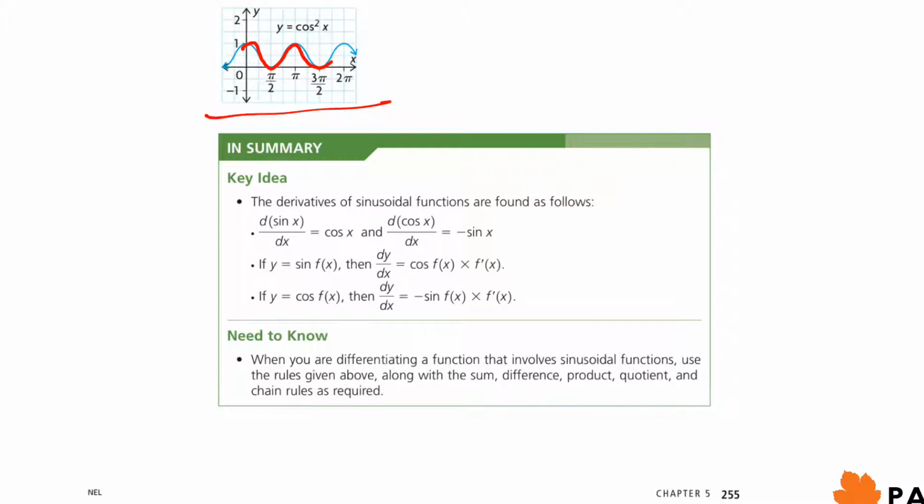In summary, in this session we learned the derivative of cosine of x is minus sine of x, the derivative of sine of x is cosine of x, and if we use the chain rule, the derivative of sine of f of x would be f prime of x times cosine of f of x, and the derivative of cosine of f of x is f prime of x times negative sine of f of x.